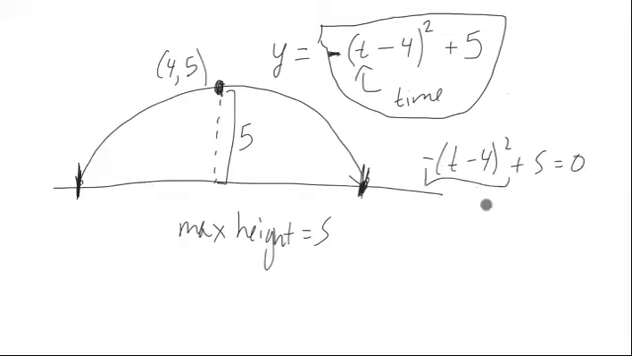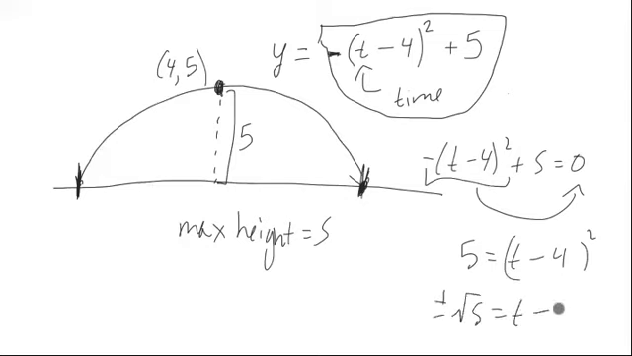In fact, why don't we just add this to the other side? Take a plus or minus square root. And then add the 4 over. t is equal to plus or minus square root of 5 plus 4. So that means this point over here is 4 minus square root of 5. This one is 4 plus square root of 5.